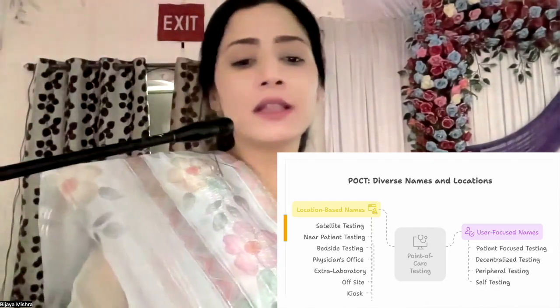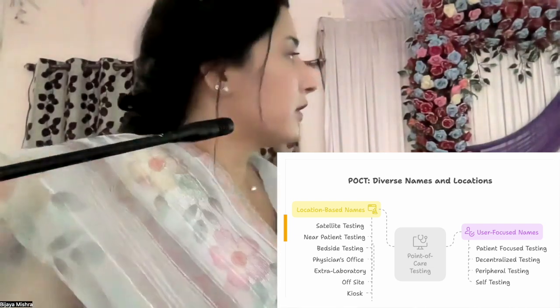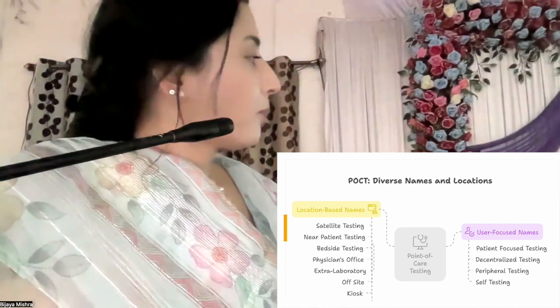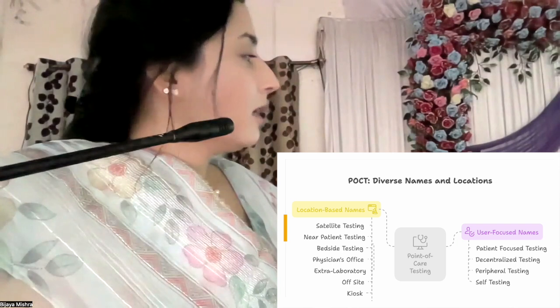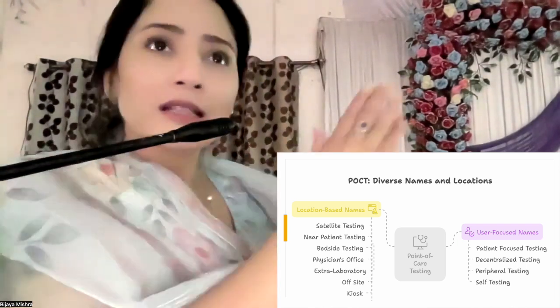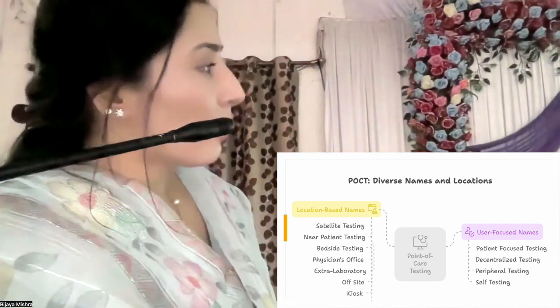And there are various names for the point of care testing devices, as we can see here. Based on the location, we can see names such as satellite testing, near patient testing, bedside testing, physician office testing, extra laboratory testing, offsite testing, or kiosk. It's a Turkish word. It means a separate shell from which we can get the newspaper. So in that similar shell-like format, it can be called as these.